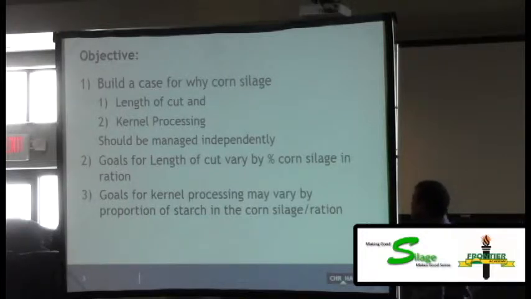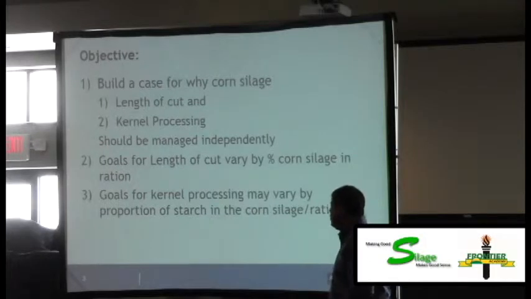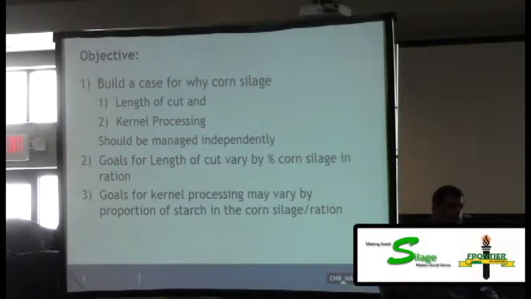Because one size, it turns out, really does not fit all that well at all. So my objective is to build a case for why corn silage length of cut and kernel processing should be managed independently. You set length of cut in one place on the chopper, kernel processing score on another part of the chopper. They're not the same thing. They're not the same adjustment. Don't treat them as the same thing. There's a whole different set of reasons and logic behind setting your length of cut than there is behind setting kernel processing score or size. So they should be managed independently. If you take nothing else away from this meeting, please take this much away.